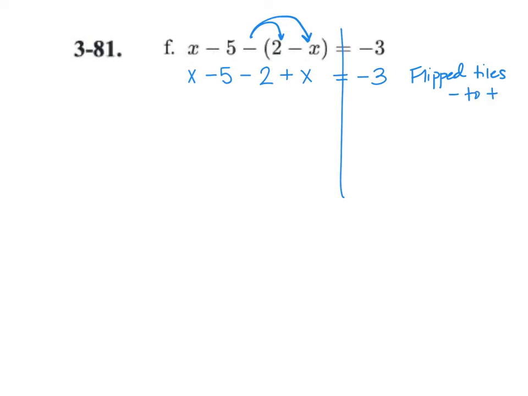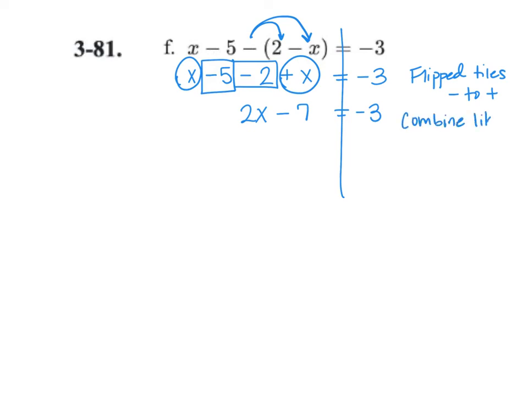Now I'm going to combine my like tiles on the left. So I have 1 x here and 1 x here, leaving me with 2 x's. And I have 5 negative unit tiles and 2 negative unit tiles. So together I have 7 negative unit tiles. And on the right hand side I still have 3 negatives. And to get here, again, I combined my like terms, or my like tiles.